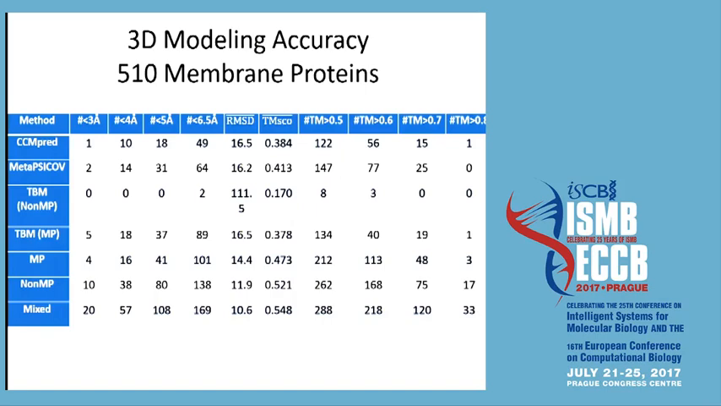And if we use TM score 0.5 as a cutoff to determine if a fold is correct or not, then we can see more than half of them have the correct fold. So we can predict the correct fold for more than half of the membrane proteins by using the deep learning model, which is much better than the template-based method.